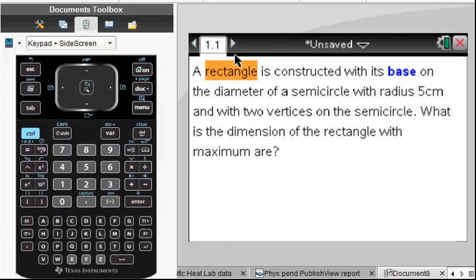I got an email today from a first-year calculus teacher asking about how to explain to their students an optimization question like: a rectangle is constructed with its base on the diameter of a semicircle with radius 5 centimeters and with two vertices on the semicircle. What are the dimensions of the rectangle with maximum area?